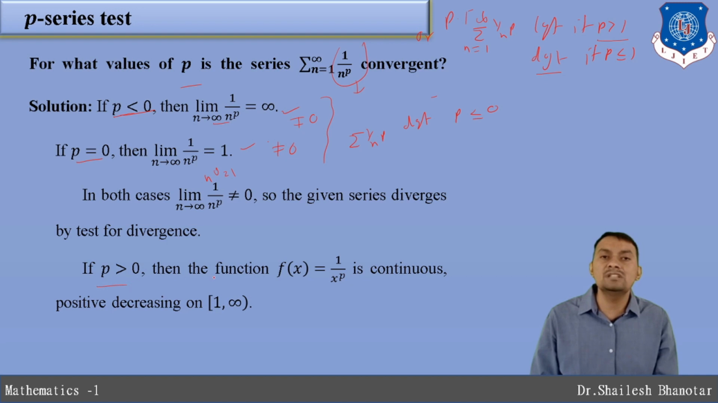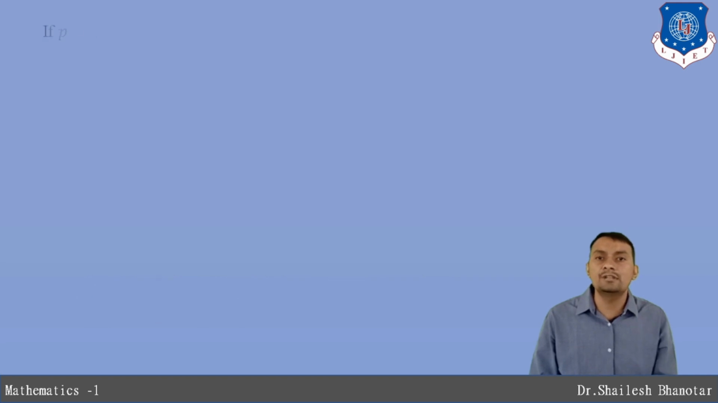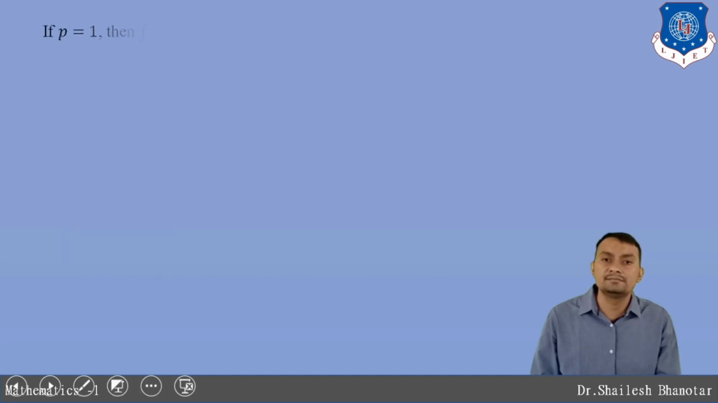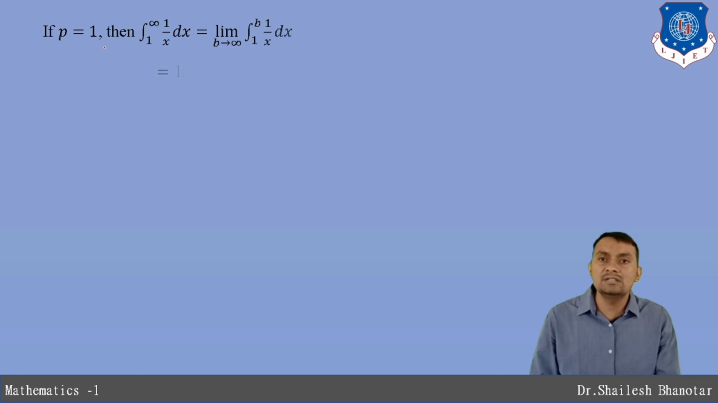And if we assume that p is greater than 0, then the function f of x, that is 1 divided by x raised to p, is continuous, because we are using the integral test, and all the conditions of the integral test will be verified. The first condition says it should be continuous and positive, and the second condition says it is decreasing on 1 to infinity, and therefore we can apply the integral test.